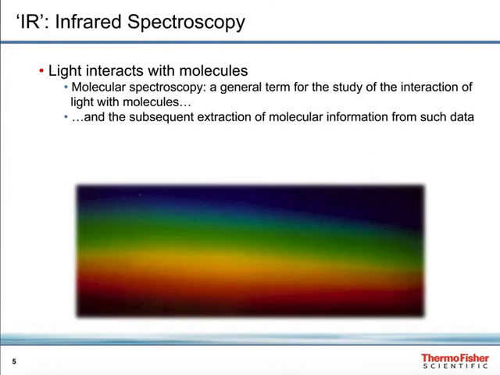The second part of the phrase, IR, stands for infrared spectroscopy. Basically, light interacts with molecules. In molecular spectroscopy, you have a study of the interaction of that light with molecules and the subsequent extraction of information from that data. That's the critical part. We're going to be able to convert that spectral information into information about the structure of the molecules.